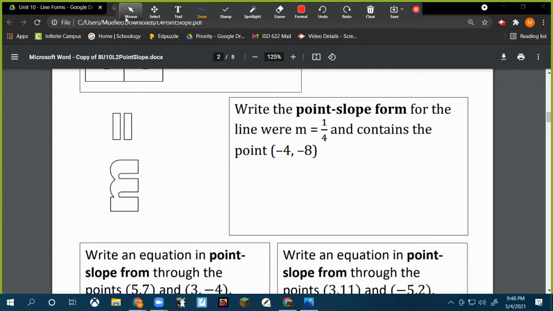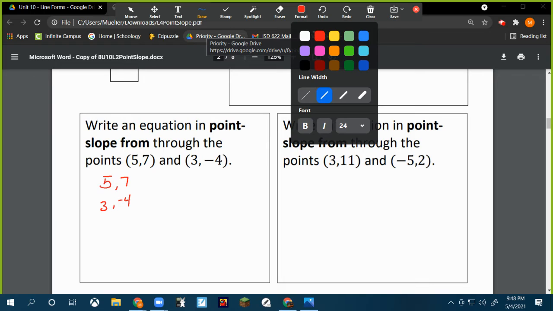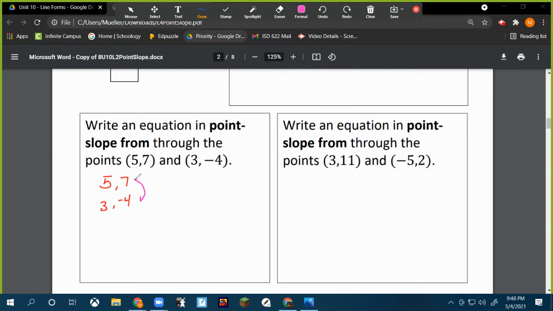Let's try some more. We've got an equation in point slope form through the points 5, 7, and 3, -4. We don't even have to make a full table. We're just going to take it the way it is. We're going to go from 7 to -4, which is minus 11. We're going to go from 5 to 3, which is minus 2. Simplified down, that's a positive 11 over 2, which is our slope.